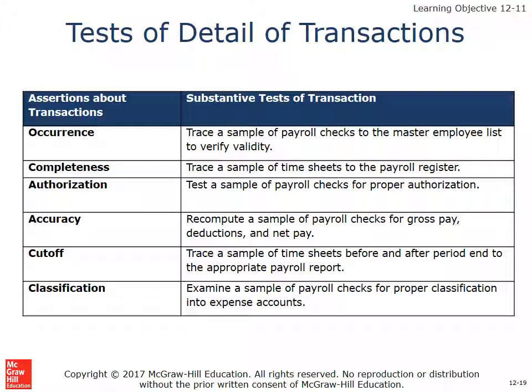Authorization, test a sample of paychecks for the proper authorization. Accuracy, recompute some of the payroll checks for gross pay, deductions, and net pay. Make sure that they're being computed correctly. Cutoff, trace a sample of the timesheets before and after the end of the year to the appropriate payroll report. Make sure they're being reported in the proper year. And then classification. So we want to make sure that the payroll check information is being properly classified into the expense accounts by looking at a sample.